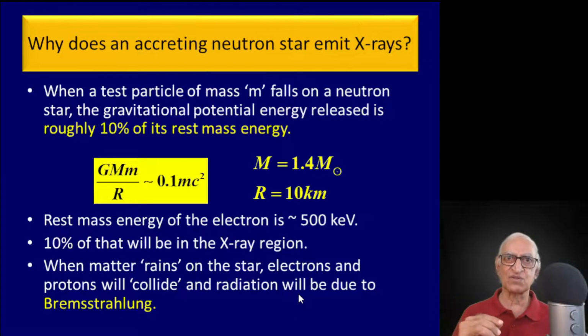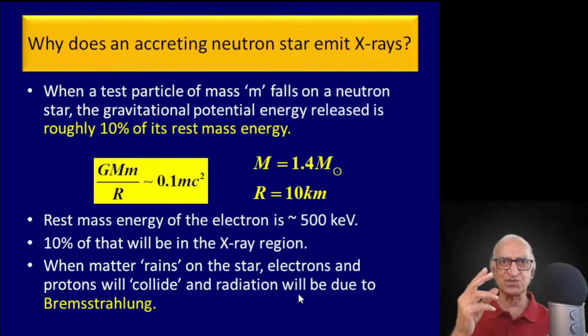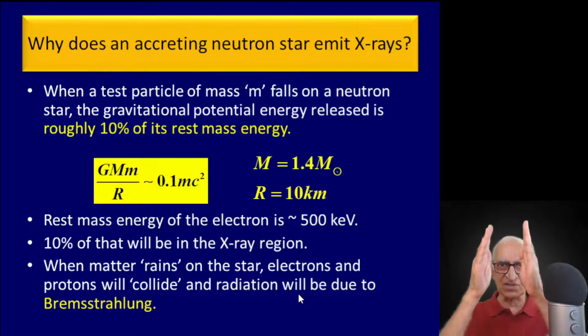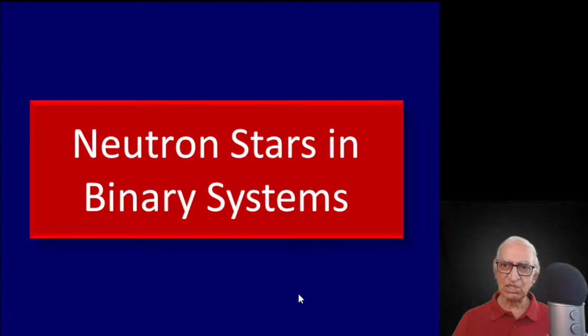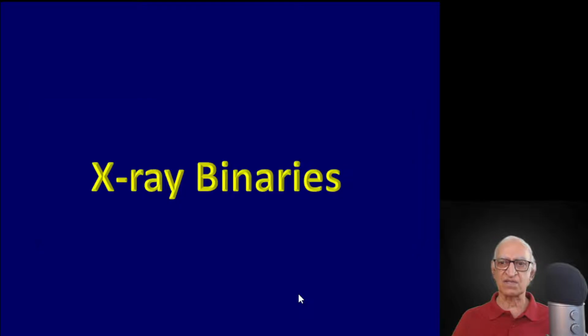So when matter rains on a neutron star, X-ray emission arises due to two processes. One is collision between the electrons and protons as they fall onto the surface of the neutron star. And the second is they heat up the surface of the neutron star. The kinetic energy is converted to heat energy, and that hot plate radiates X-rays. So now let us discuss for a few minutes such accreting neutron stars in a binary system. As I already alluded, they will emit X-rays. And these are known as X-ray binaries.